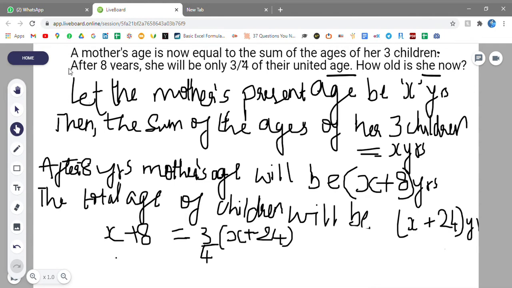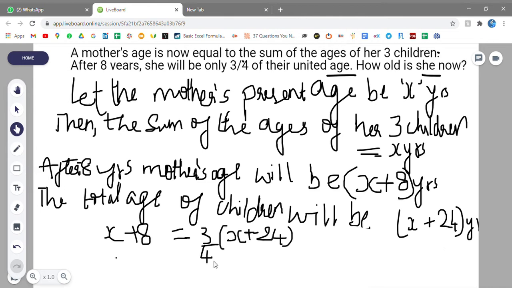And the second part of the question clearly says, after 8 years, she will only be 3/4 of their united age. So the x plus 8 is the mother's age. That should be equal to 3/4 of the age of the 3 children. Okay, so we have got an equation. Now let us simplify this equation. How do we simplify this equation?